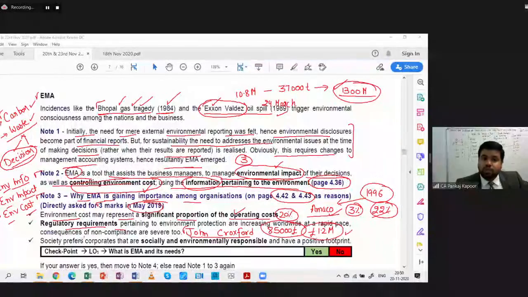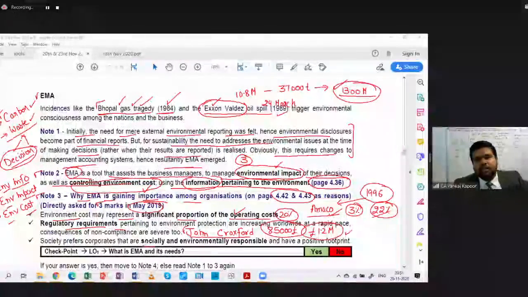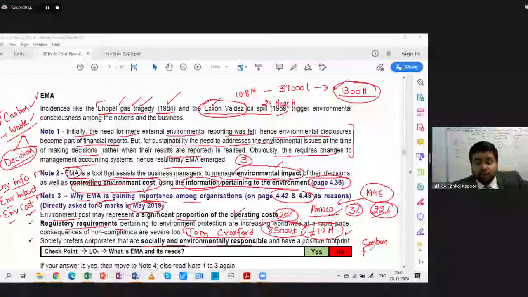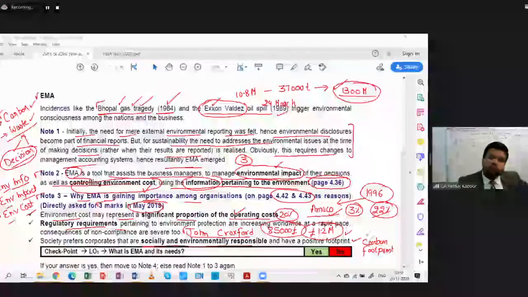The third reason, people love to buy goods from those companies which are socially and environmentally responsible. So the company which has a positive carbon footprint, which has positive ecological aspects, people love to buy the products of those who are doing the production organically. So this is also one of the factors.